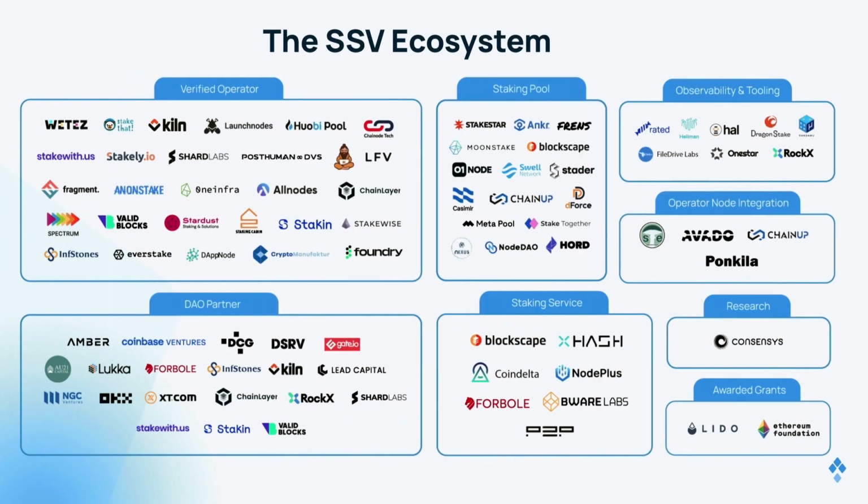Yep. So this is the ecosystem that I mentioned about. We have a very healthy and vibrant ecosystem right now. We have different flavors, depending on what you want. If you want a staking pool, there you go. You want LSD, there you go. If you want non-custodial services, you have Xhash, you have P2P. Any flavors and variety of staking services or applications that you are interested in, we have it already in the ecosystem.